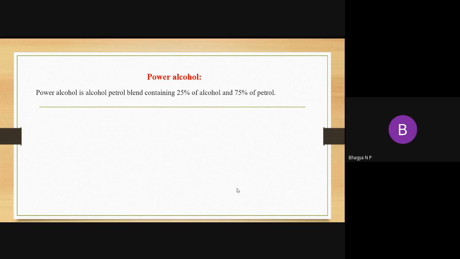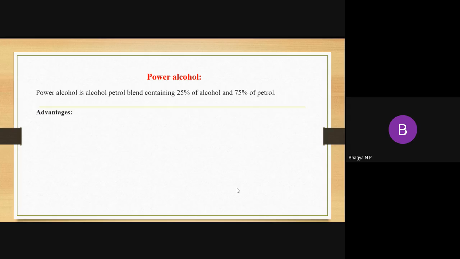What does power alcohol mean? The alcohol is blended with the petrol, that we call a power alcohol. In another way, the alcohol is mixed with the petrol. What is the ratio we have to maintain? So alcohol must be 25% and 75% must be petrol. That mixture we call a power alcohol.